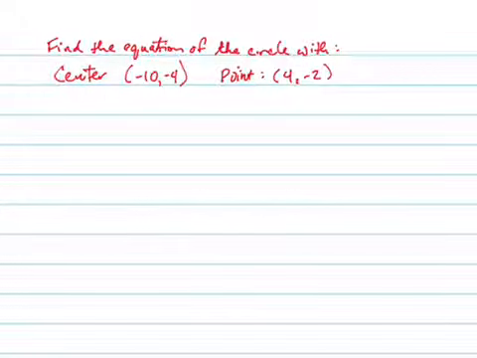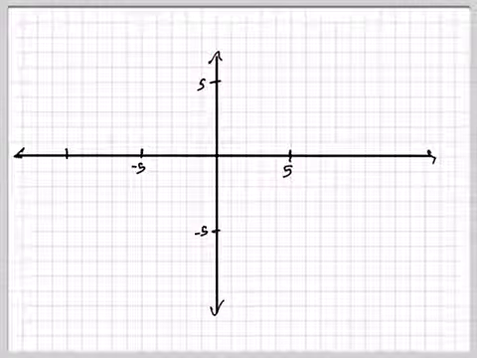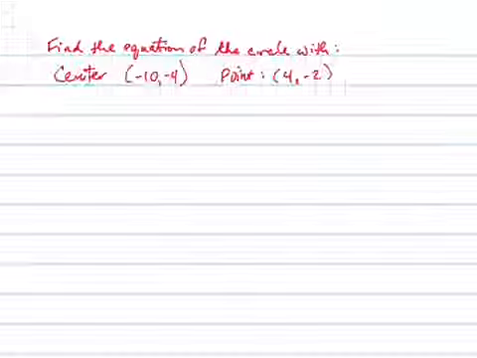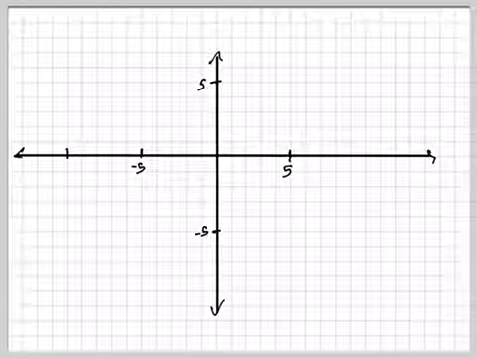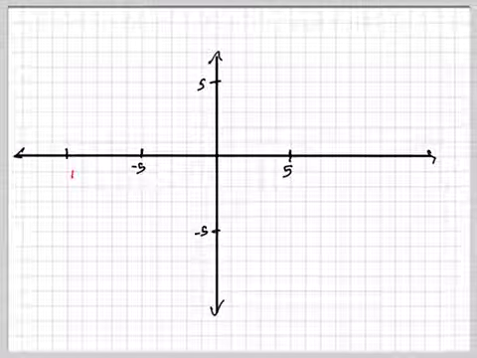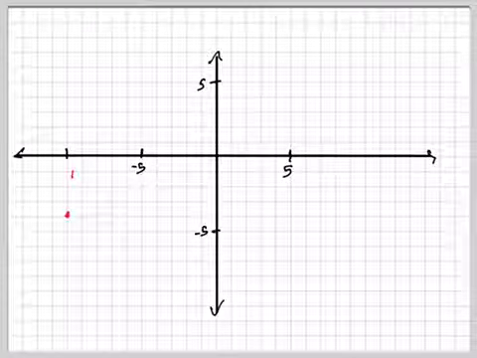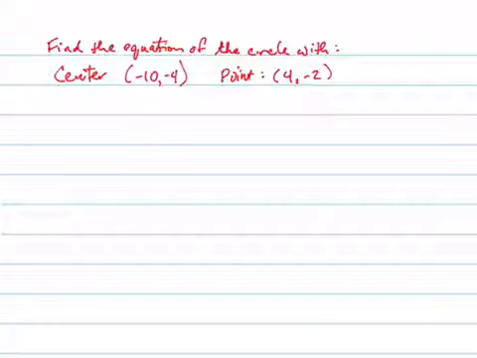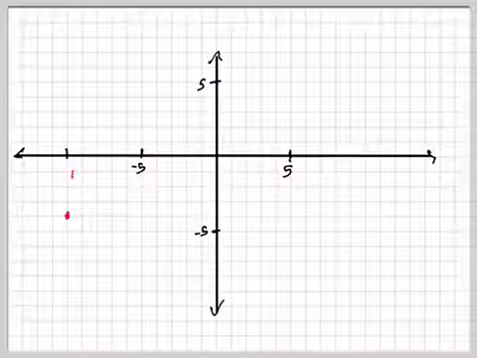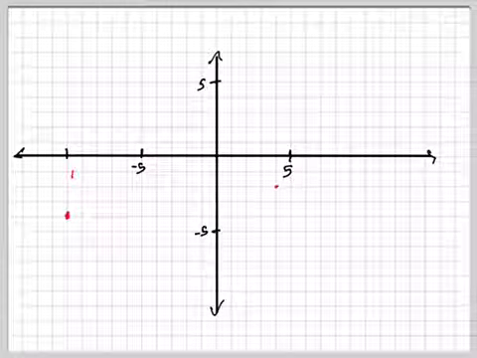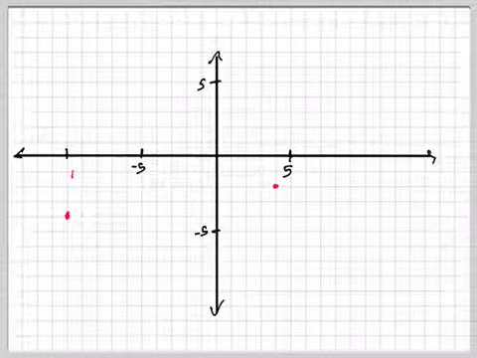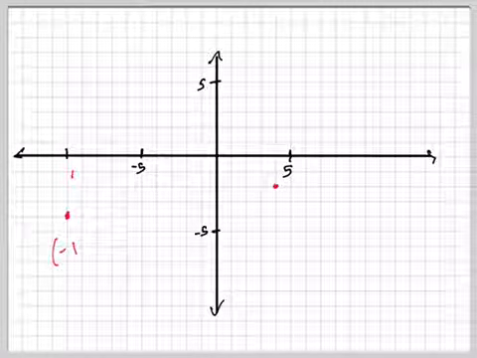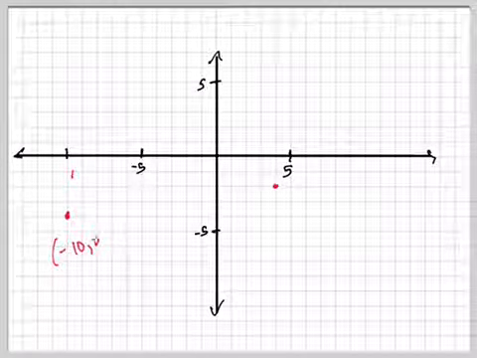All right, they want us to find the equation of a circle with the center at the point -2, -4, and a point on the circle 4, -2. So our graph, -10, -4 is the center. -10, -4, there's your center. And then a point 4, -2, 4, -2.